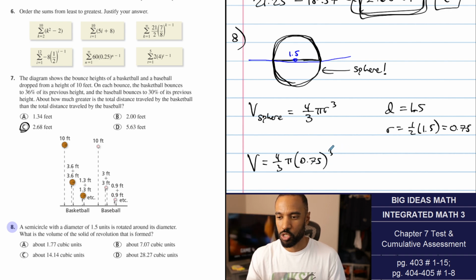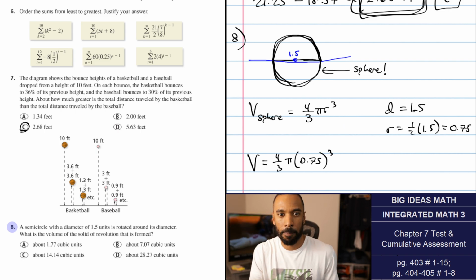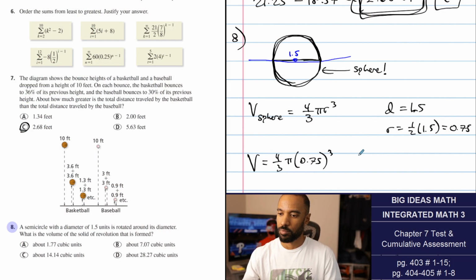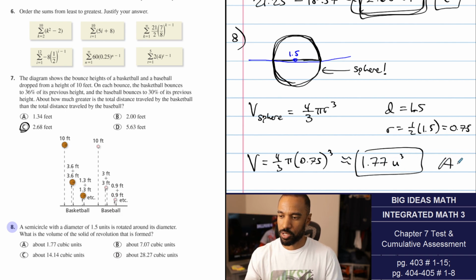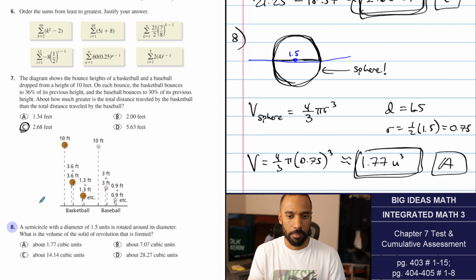You know, I like multiple choice as much as anybody because I can tell that it's not going to be in terms of pi, so I get to use pi in my answer. So I'm going to go straight to the calculator from here. In my calculator, I'm going to do 4/3 times pi times 0.75 cubed. 1.767 is around 1.77, and that's on there. Around 1.77 cubic units. That answer is A. And that is what I'm going with.